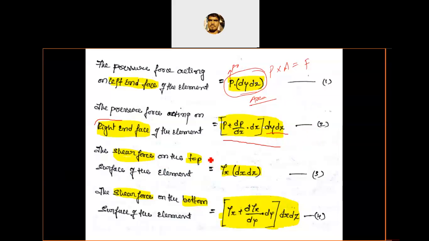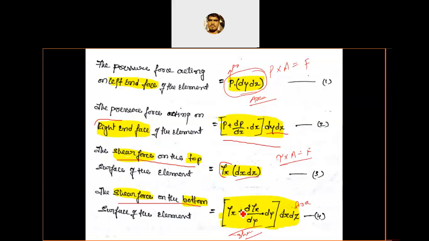Similarly, there are another two forces acting on the same imaginary element: the shear force on the top surface and the shear force on the bottom surface. The shear force on the top surface is tau x, the shear stress. Shear stress into area gives the force. So tau x into area dx dz. This shear stress is acting on this area, and here the area is the same.